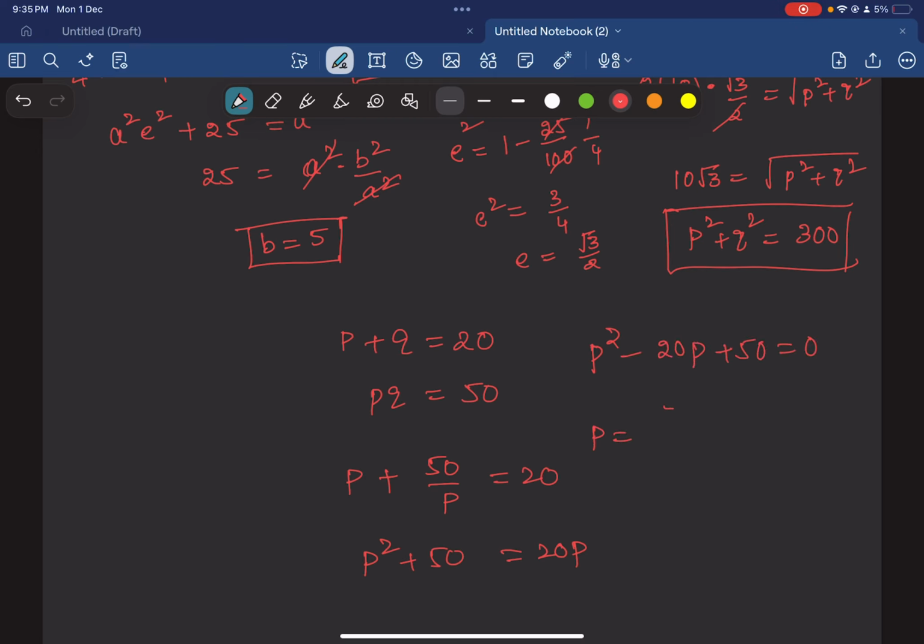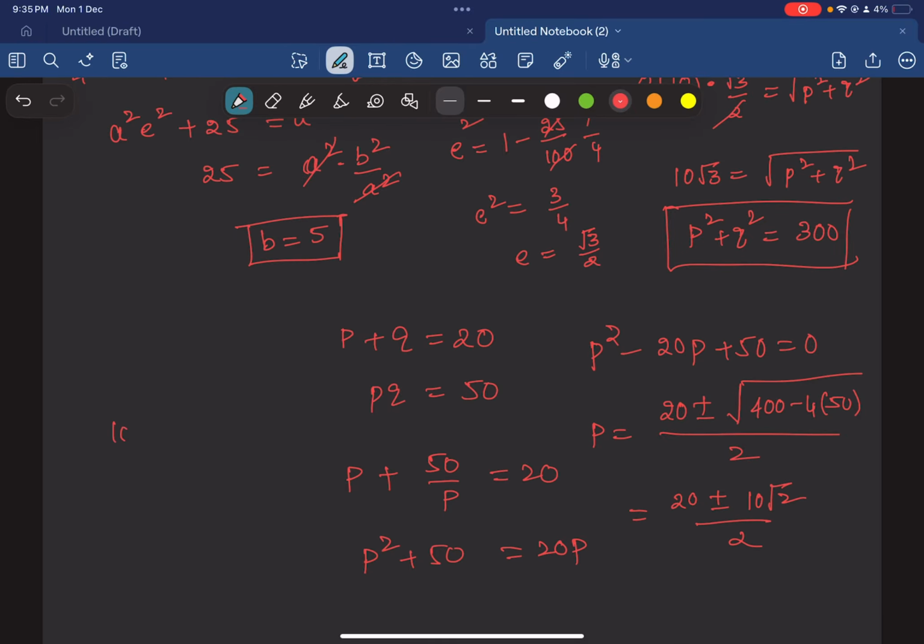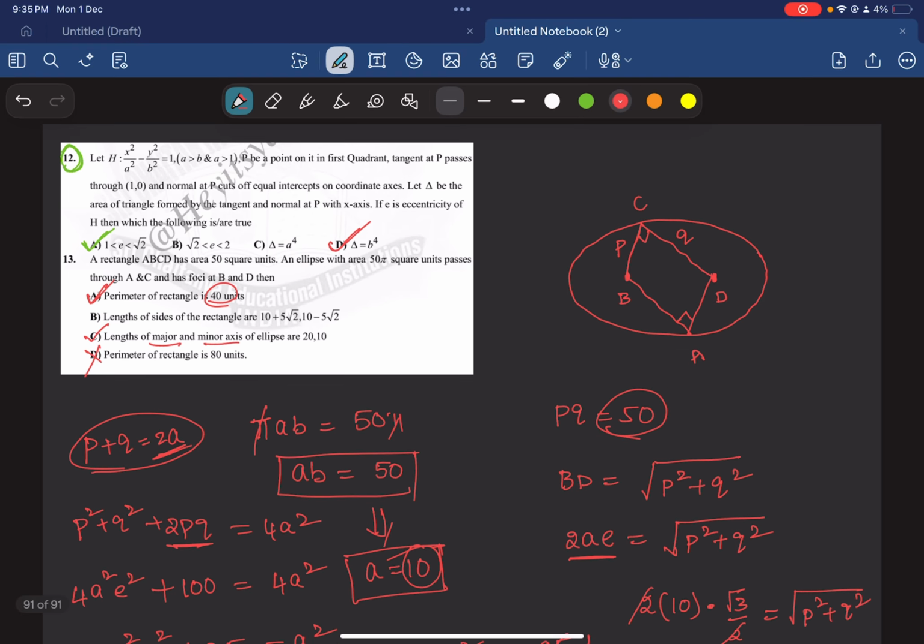P is minus B plus or minus square root of B square minus 4AC upon 2A. So this is 20 plus or minus, this is simply root 200. So that is simply 10 root 2 by 2. So that is simply 10 plus or minus 5 root 2. So one side is 10 plus 5 root 2 and the other side is 10 minus 5 root 2. So that is the answer A, B and C.